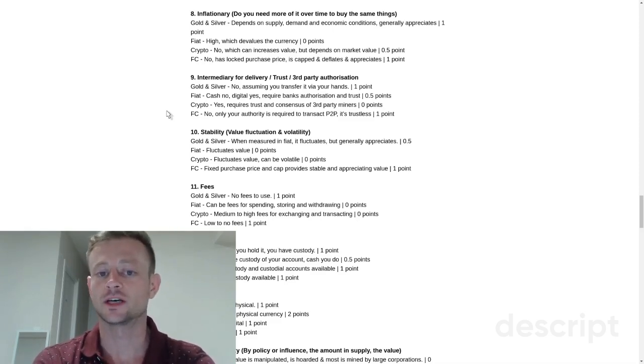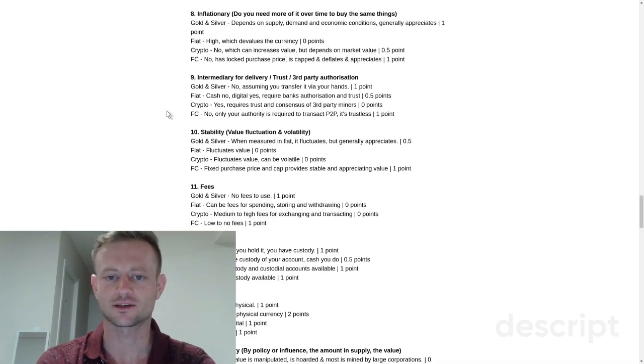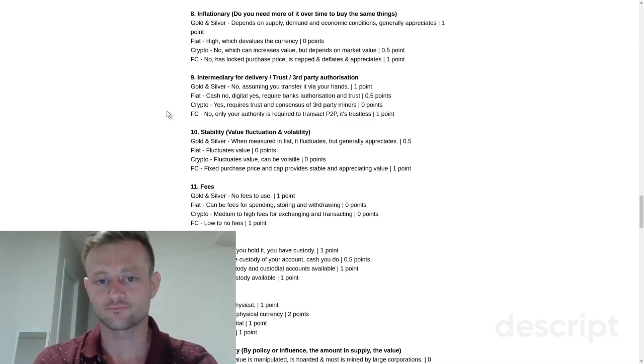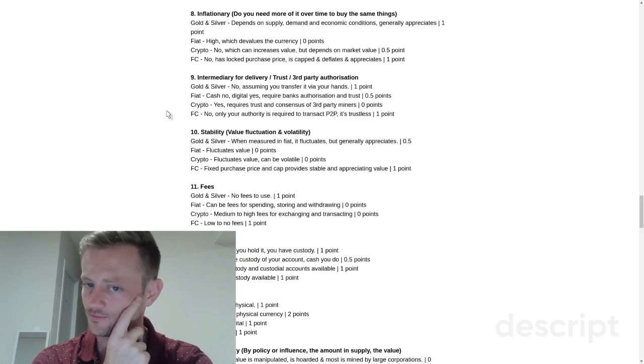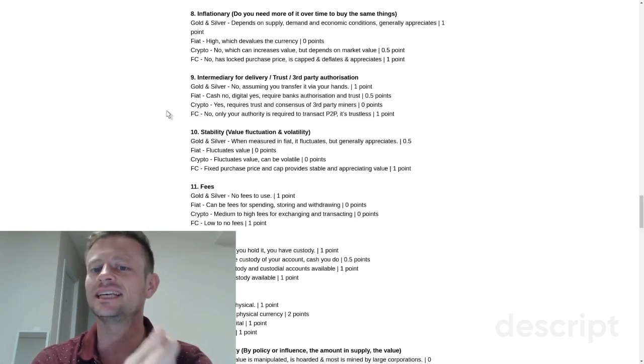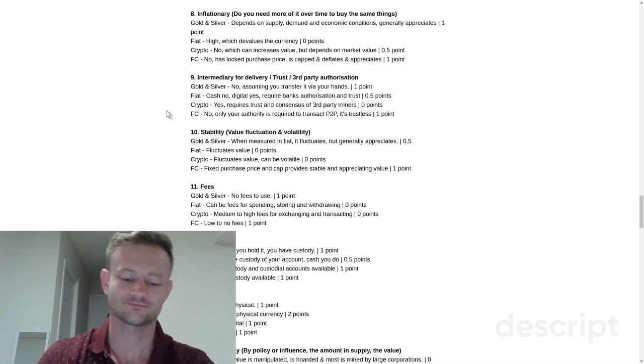So crypto, no, generally not inflationary, which can increase its value. But it depends on its market value as well, because there's a couple of different mechanics there with how crypto works. So it just gets half a point. But with Freedom Credit, it has a locked purchase price, which I'll explain in the next video. It's capped and it deflates and depreciates, which is awesome. That's exactly what you want a currency to do.